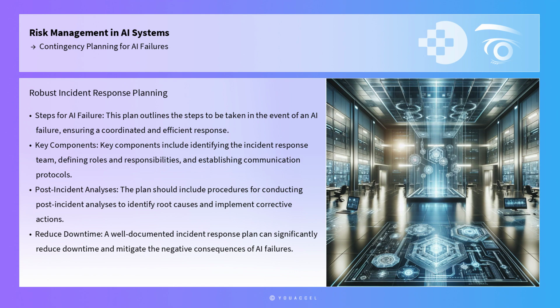Effective contingency planning also involves the establishment of a robust incident response plan. This plan outlines the steps to be taken in the event of an AI failure, ensuring a coordinated and efficient response. Key components of an incident response plan include identifying the incident response team, defining roles and responsibilities, and establishing communication protocols. Additionally, the plan should include procedures for conducting post-incident analyses to identify root causes and implement corrective actions. A well-documented incident response plan can significantly reduce downtime and mitigate the negative consequences of AI failures.